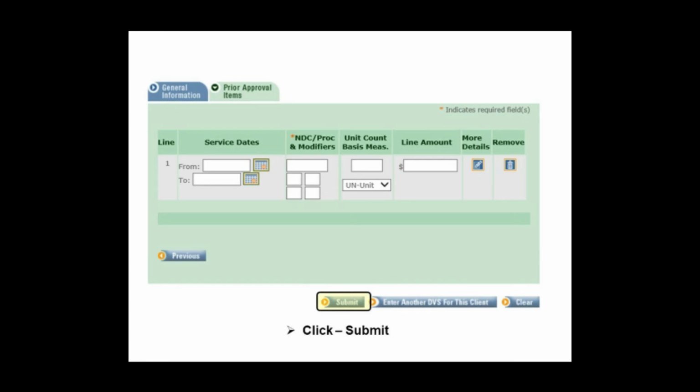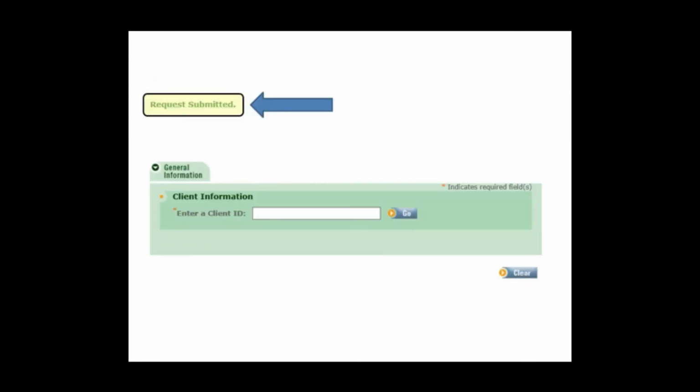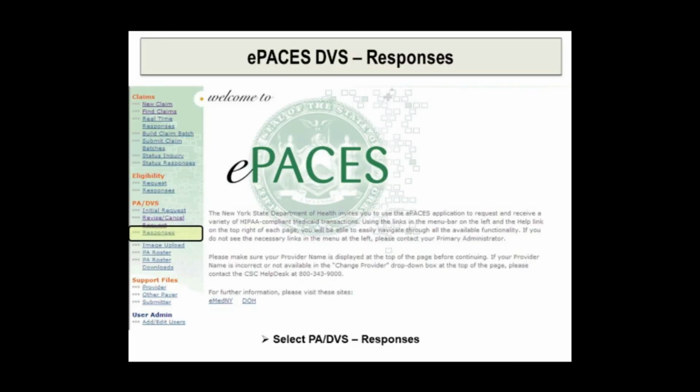Once you've entered the service date, procedure code and applicable modifiers, the unit count, and the line amount, click Submit. Your screen will refresh and a message Request Submitted will appear. To view ePACES DVS responses, select Responses from the PA DVS section.